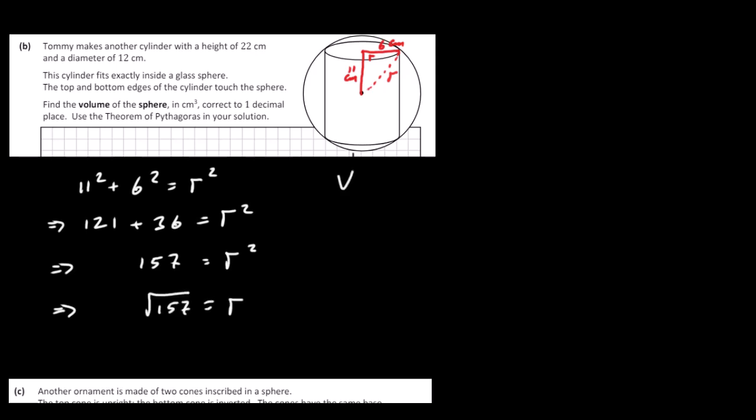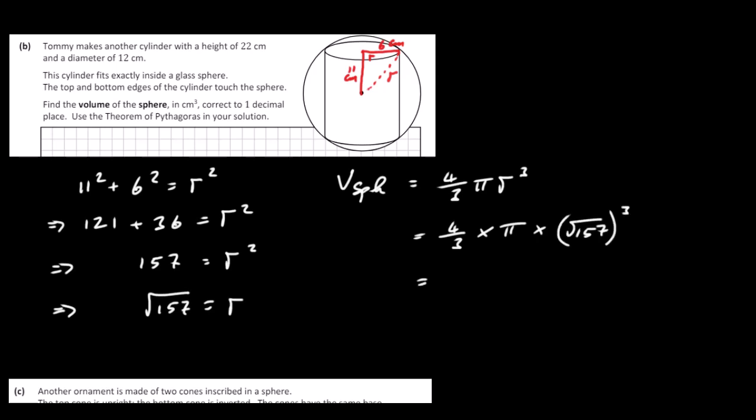So therefore the volume of a sphere, you can get that from your tables, is 4 over 3 pi r cubed. So that's 4 over 3 times pi times the square root of 157, which we've got to cube. That's all just calculator work, and your answer will be 8240.2 centimeters cubed to one decimal place, which is what we had to do. So that's it.